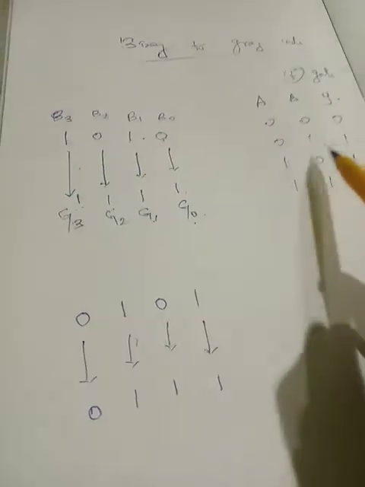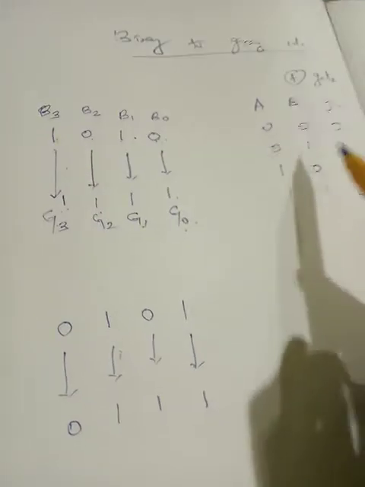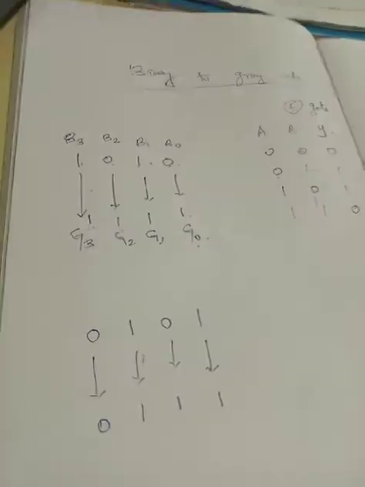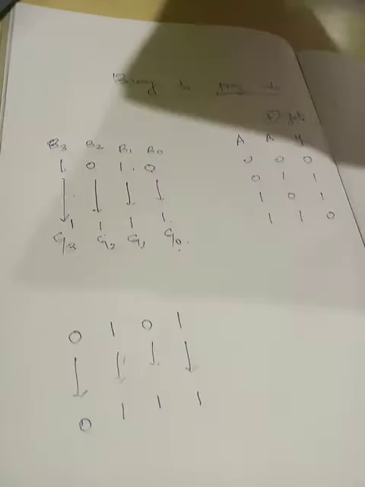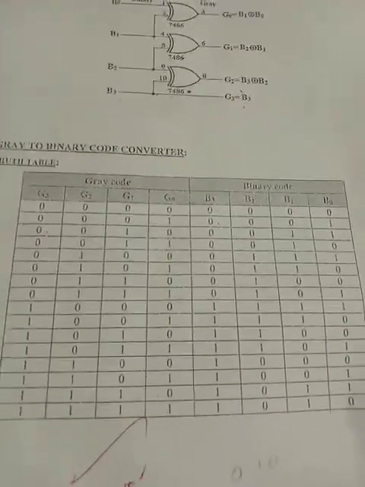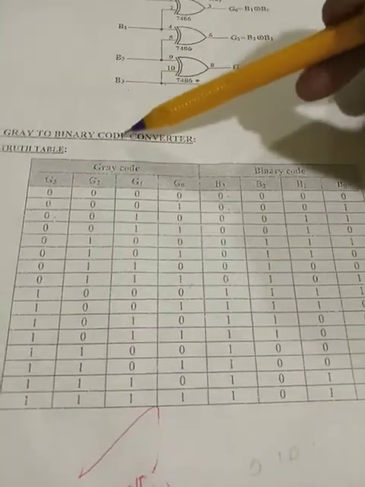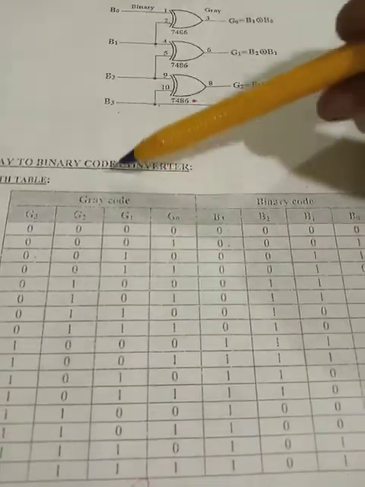Right, using the XOR operation. Now we are going to see the same thing. We will verify the truth table. These are the possible truth tables. So this is binary, and this is gray.